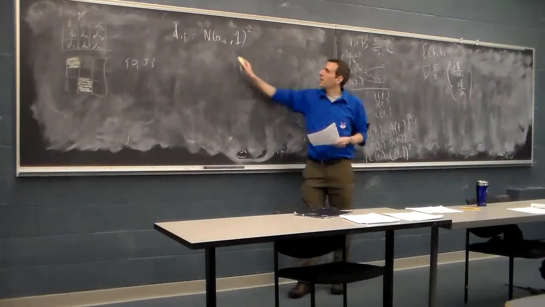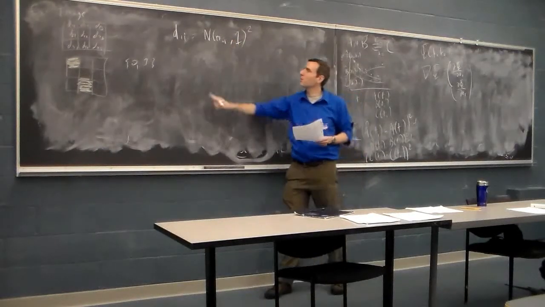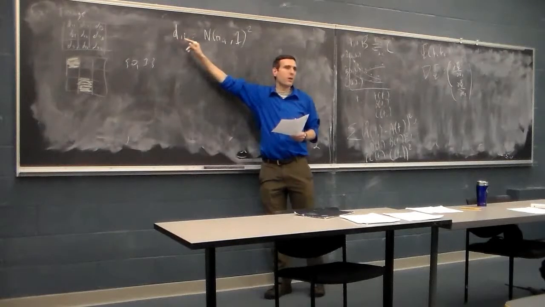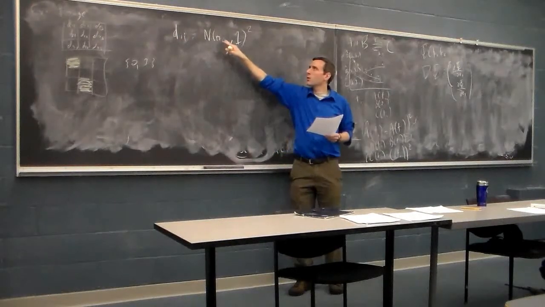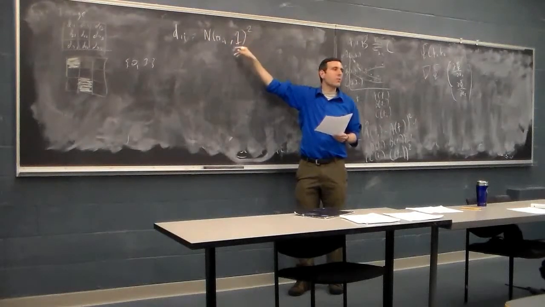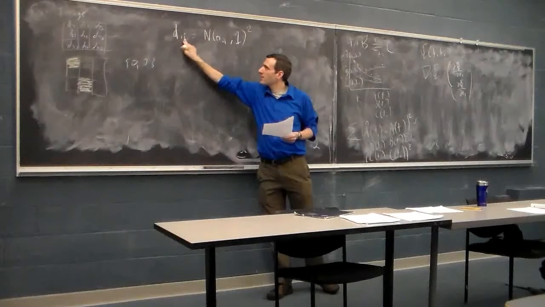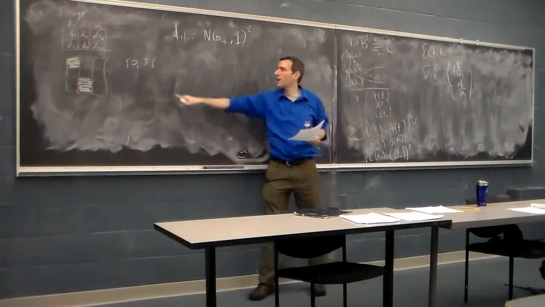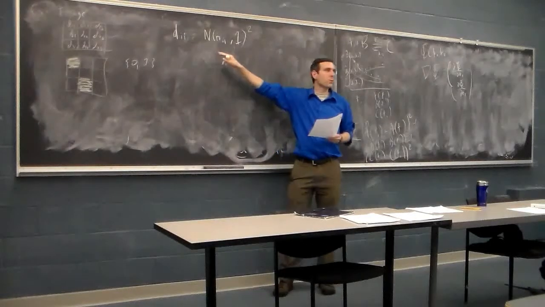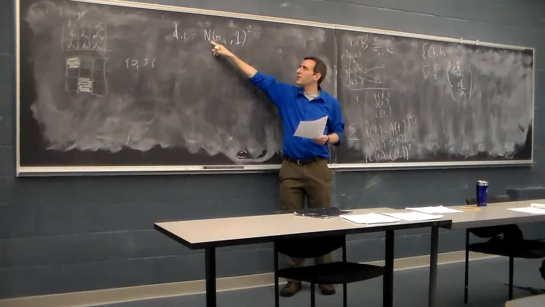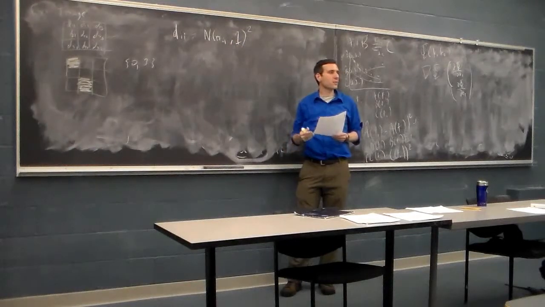So in other words, if this is an empty grid point, then we would say that the distribution of possible intensities is equivalent to a normal with mean 0 and variance 1 squared. And if the grid point is occupied, so it has a value of 1, then the intensity of the pixel we're going to be assuming is distributed as a normal with mean 1 and variance 1 squared.